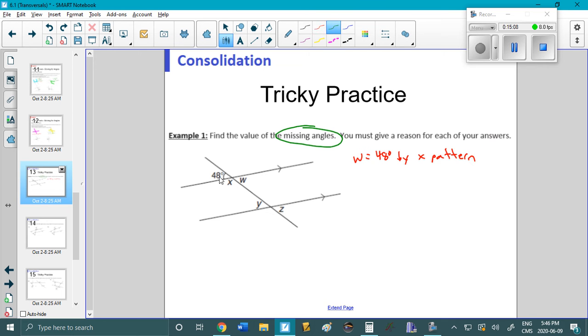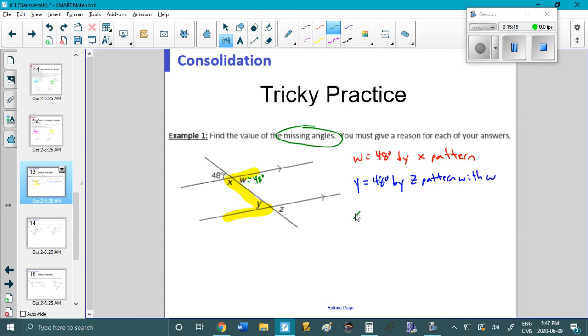And then I'm going to say, so this is 48. And then check this out. I have got a Z pattern. So I'm going to say, now watch closely here, Y equals 48 degrees by Z pattern with W. You see what I did there? I had to say with what? With W, because they make a Z.